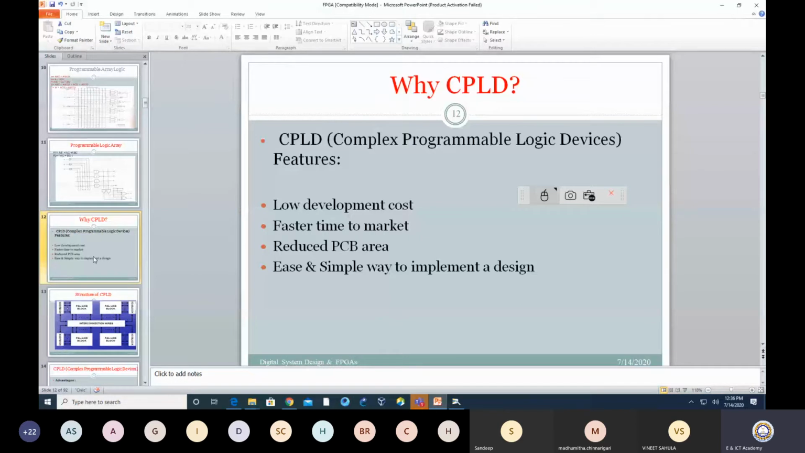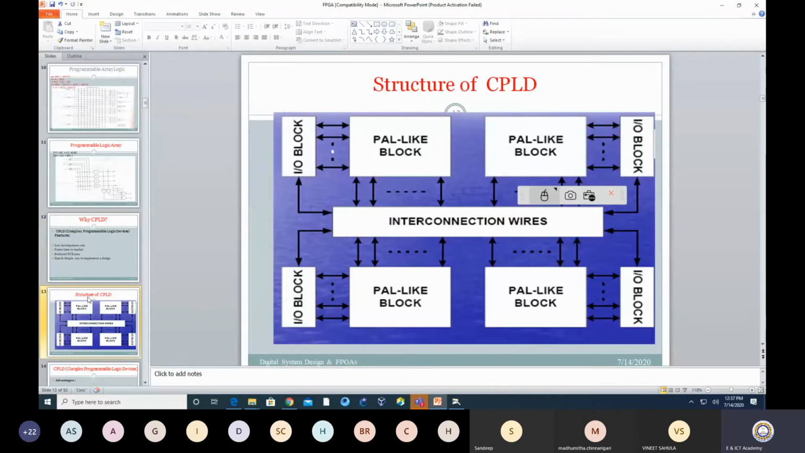So when I say a complex design, you need to consider that you have so many inputs and so many min-max terms in your design. If I need to implement that, then probably the SPLD family that we have discussed will not help. Now, if you observe, this is a CPLD structure.